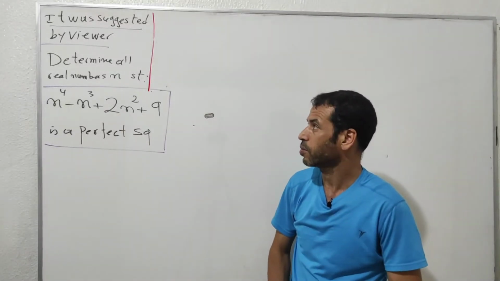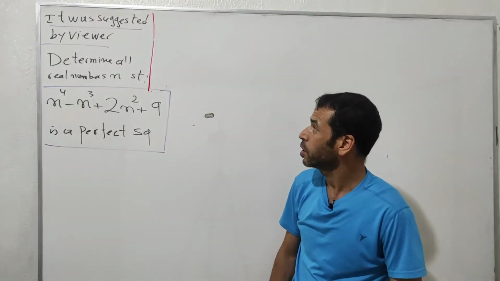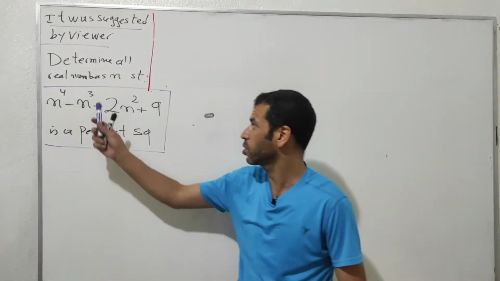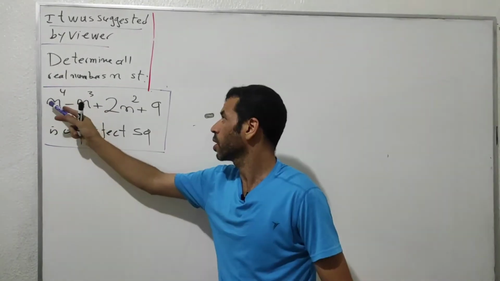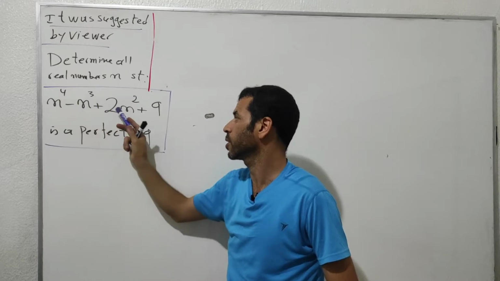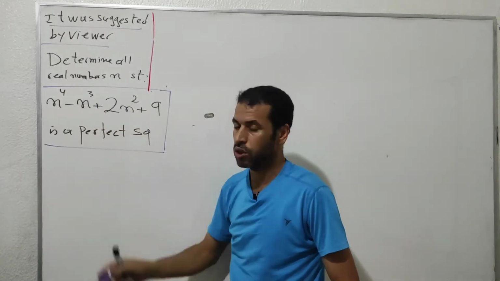Here is a nice problem that was suggested by a viewer. Here is the following statement: determine all real numbers n that satisfy the following. We have n to the fourth minus n cubed plus 2 times n squared plus 9 is a perfect square.